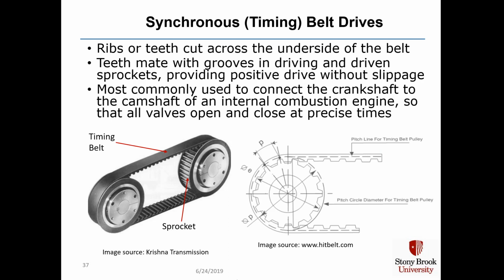Synchronous belt drives, otherwise known as timing belt drives, have ribs or teeth cut across the underside of the belt. The teeth mate with grooves in driving and driven sprockets, providing positive drive without slippage. Timing belts are most commonly used to connect the crankshaft to the camshaft of an internal combustion engine, so that all valves open and close at precise times.